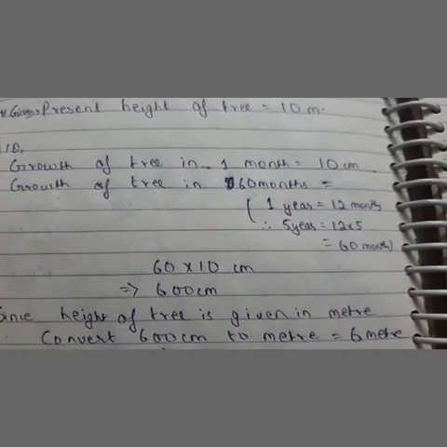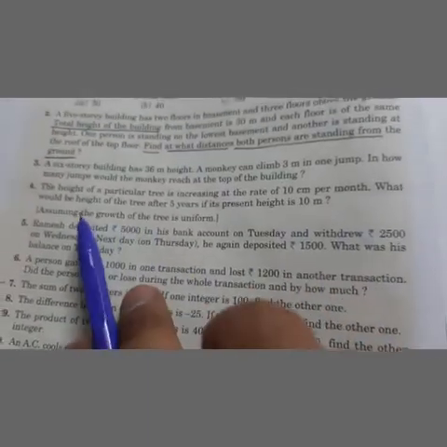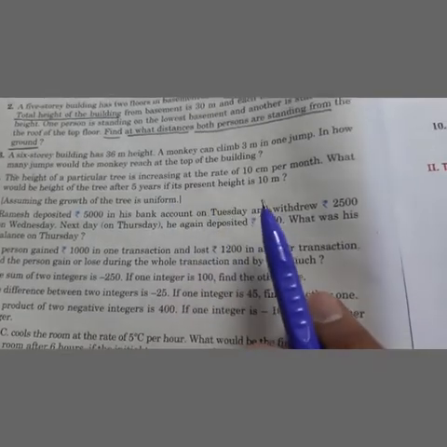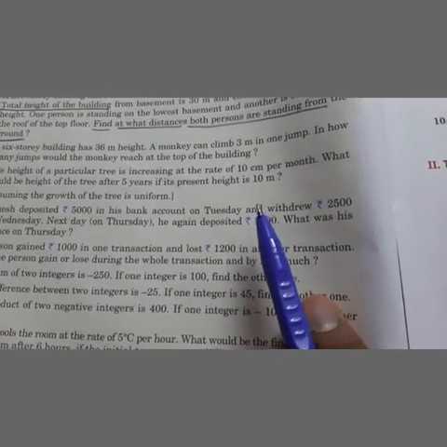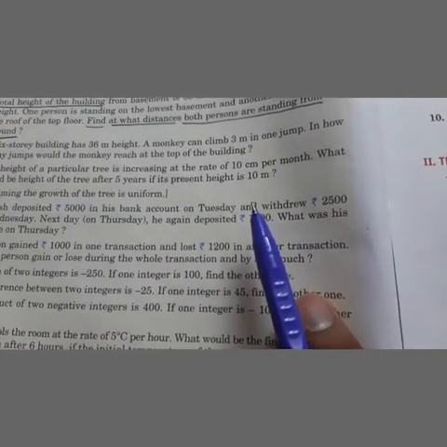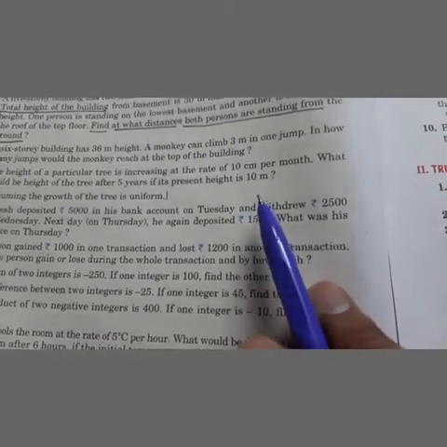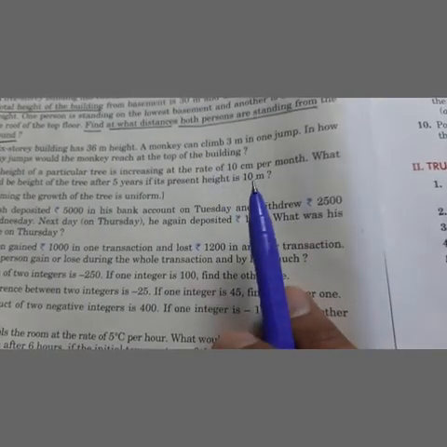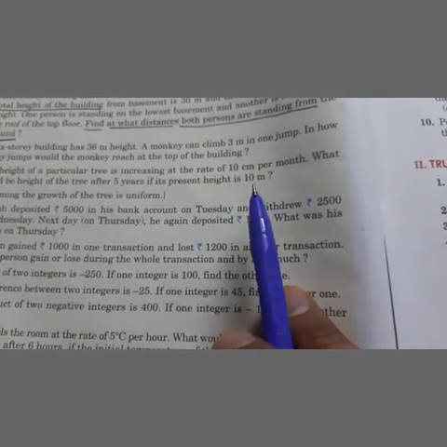Now the question is still not over here. See why? The question is saying, what would be the height of the tree after 5 years if its present height is 10 meters? Right now we just took out the growth after 5 years, but now we need to compare it with the present height. Total growth of the tree in 5 years is 6 meters, we just found out.